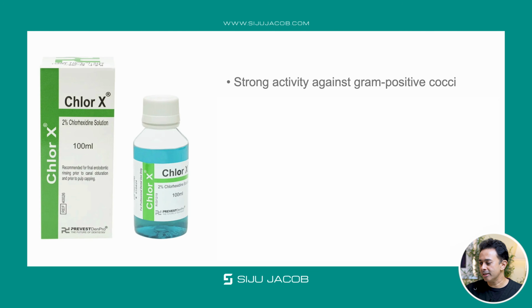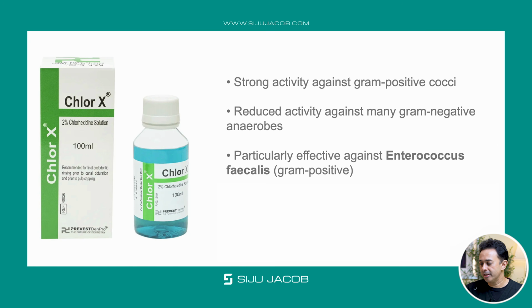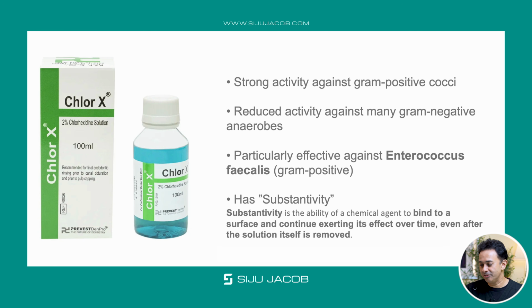The third irrigant we use is chlorhexidine. Chlorhexidine 2% is what we use in clinical practice. When do we use it and why do we use it? It has a very strong activity against gram-positive cocci. It doesn't have much activity against gram-negative anaerobes. It is particularly effective against what we call E. faecalis, which is gram-positive. And it has a very interesting property called substantivity.